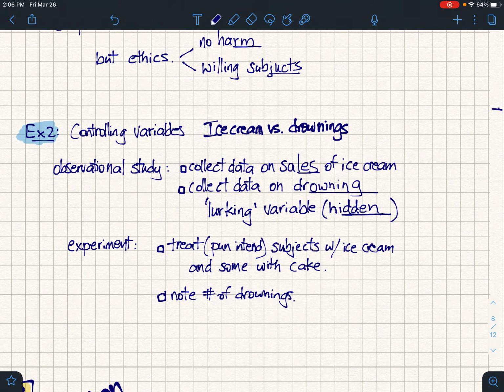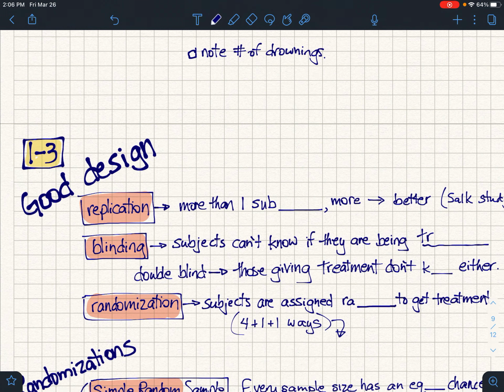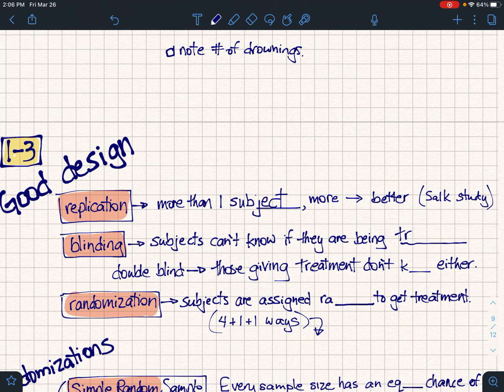Okay, good design. Really important as we set up experiments that we are able to have these characteristics. Number one, that you can replicate. And that means that we have more than one subject, okay? Literally, you want like 100 or 1,000 or more. And you should be able to repeat this many times and get similar results. If you can't replicate your experiment, then it's bad, okay?